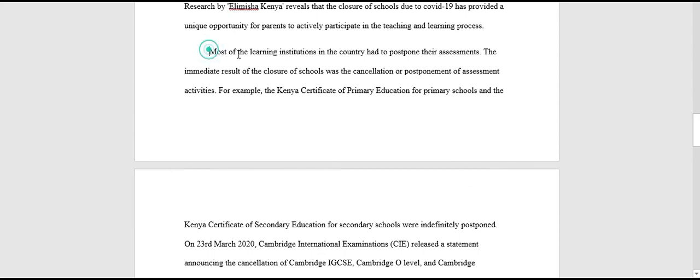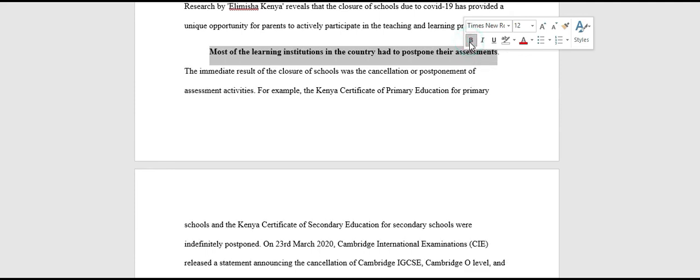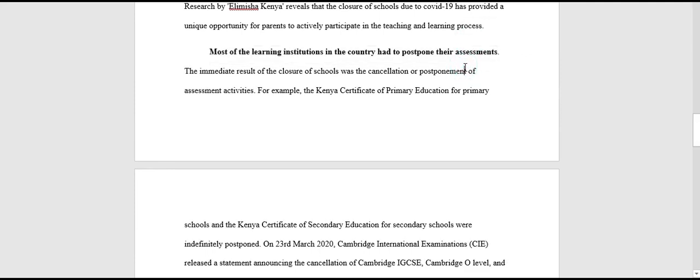Now, when you proceed, the same thing happens to the next paragraph, which is this one. It says, most of the learning institutions in the country had to postpone their assessments. Now, that is the negative impact of COVID-19. That tells you that that particular paragraph is going to be dealing with the negative impact of COVID-19 on education in Kenya. So we are basically trying to make you understand that every paragraph in the body must contain the topic sentence.